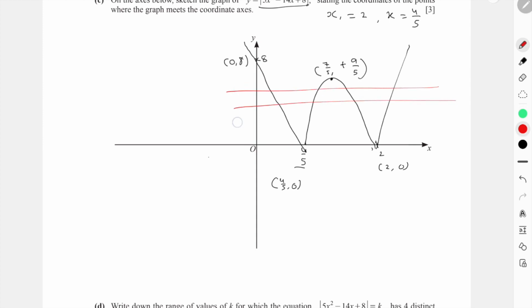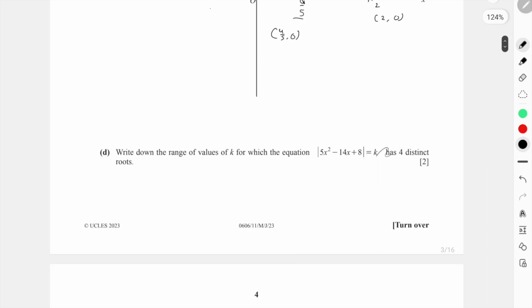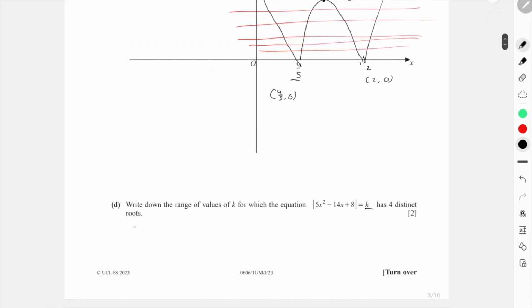Here. So it's between 0 and the maximum value. And so you can write 0 is less than k is less than 9 by 5. And so that's the answer.